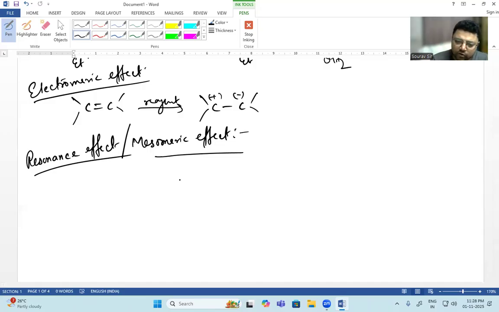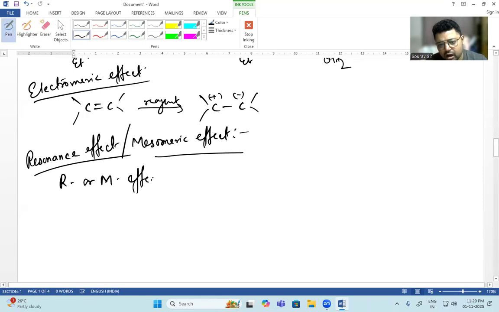So first of all, mesomeric effect is, like the inductive effect, a permanent polarization. Mesomeric effect or resonance effect, both are these effects. We can say that R effect or M effect are permanent polarization. They are undergoing permanent polarization.